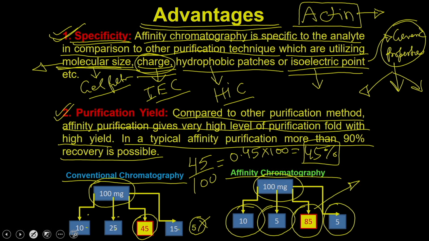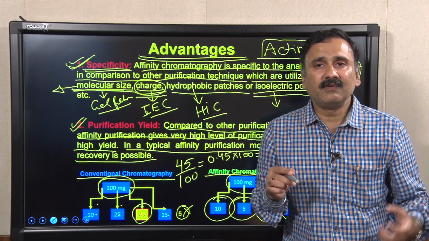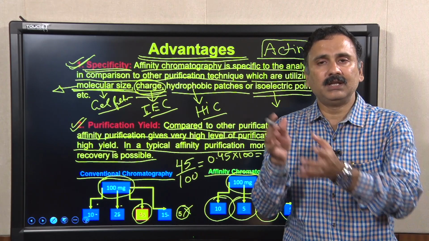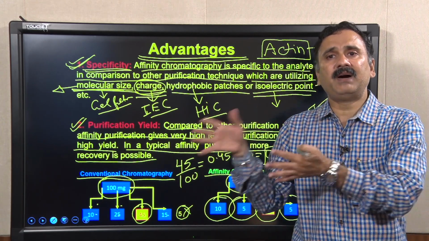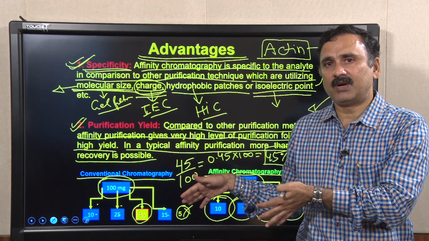And imagine what is going to be the purification yield? 85 divided by 100 into 100. So, that is going to be 85%, which means you are going to recover whatever you have in the crude mixture simply by employing affinity chromatography.